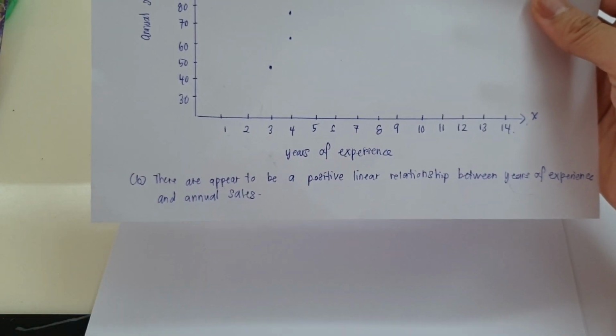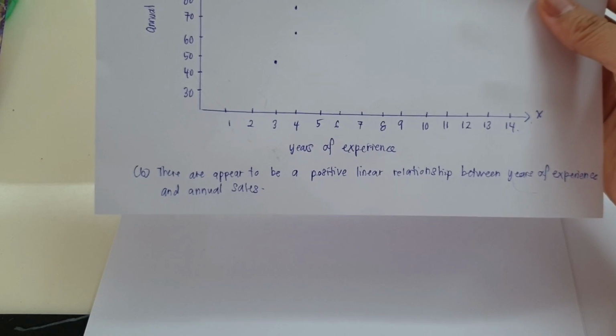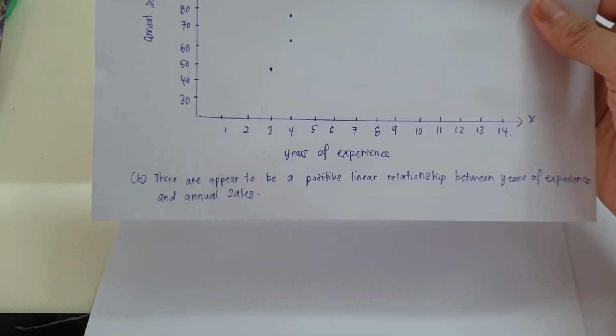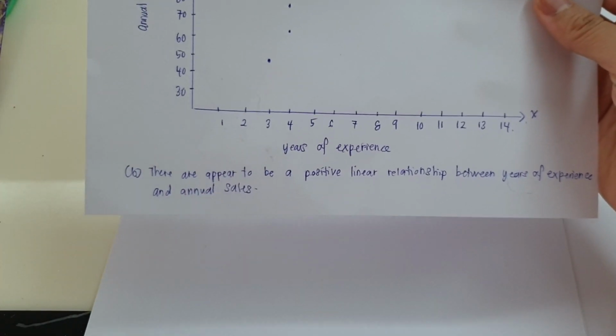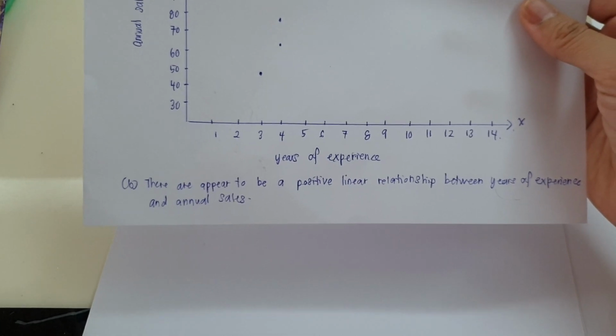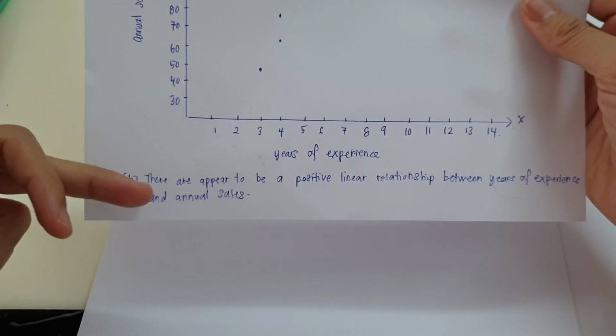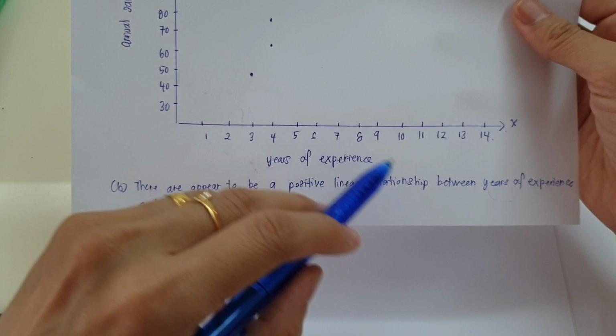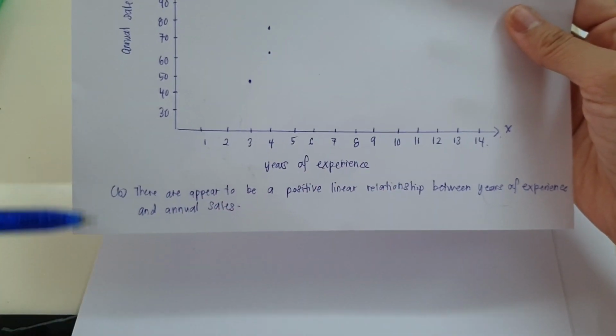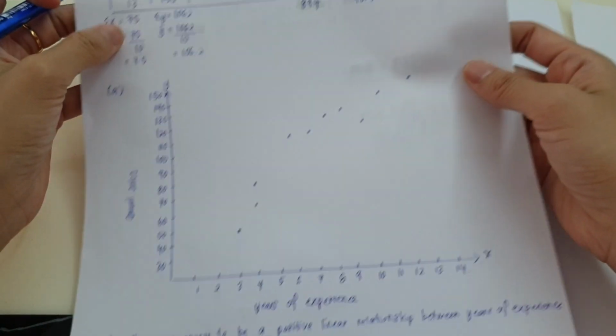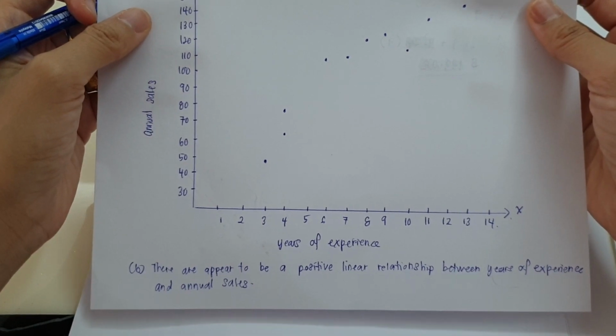What is x, what is y? Okay, and what kind of relationship is that? Is it a positive linear relationship? Is it a negative linear relationship? Okay, so you need to put three things inside here. What kind of relationship, what is the x, and what is the y? Okay, so that is all for question B.